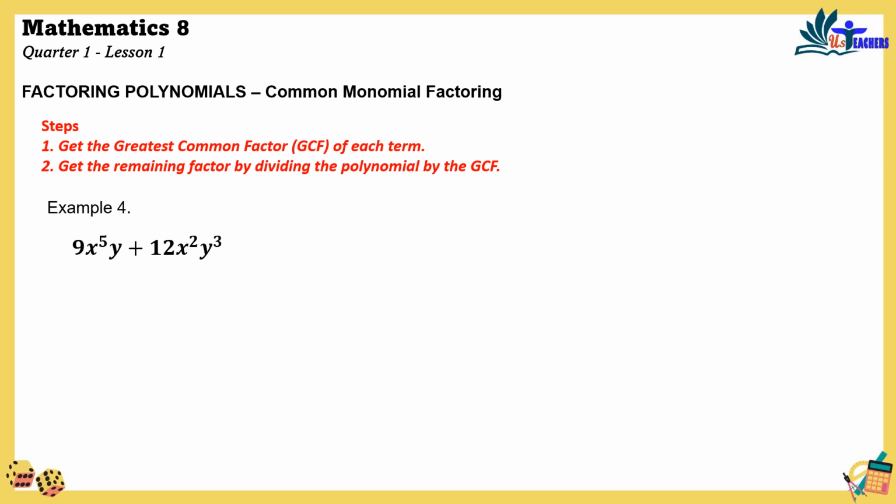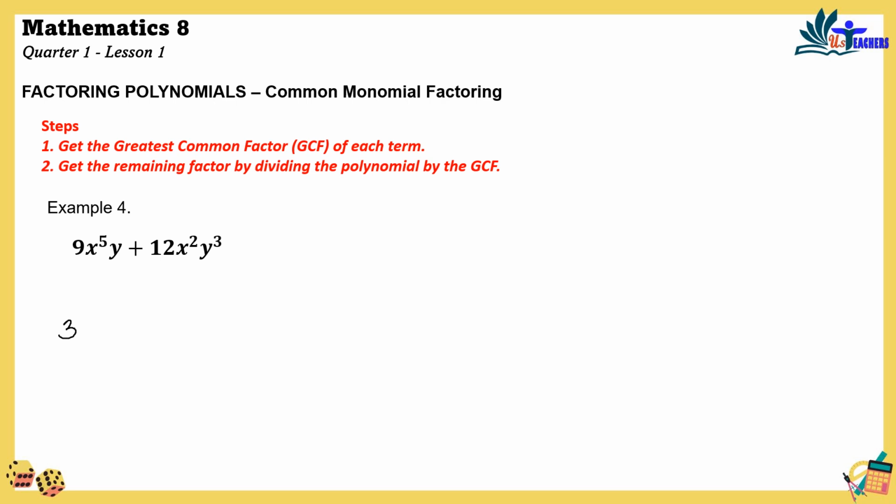Next, 9x raised to 5y plus 12x raised to 2y raised to 3. So, ganun pa din yung gagawin. Step 1. What is the GCF? 9 and 12, so the GCF is 3. Now, hanapin natin kung may magkaparehas ba.